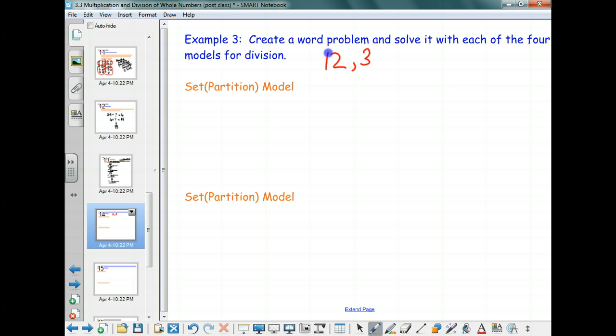12 what? 3 what? 12 cupcakes. Cupcakes, okay. And that's good because 12 cupcakes fit really nicely in a pan, right? 12 cupcakes. Do we want to do 3 friends still? 3 dogs. Okay, 3 dogs. All right. How many cupcakes does it take?